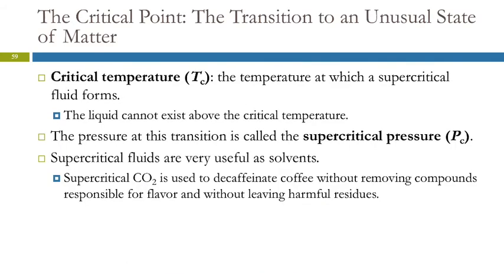So what we call the critical temperature is the temperature above or at which the supercritical fluid forms. And above that temperature, you cannot have the liquid. You can't put the gas in. Well, you can have the gas at a low enough pressure. And so the pressure that you observe at that temperature is called the supercritical pressure.